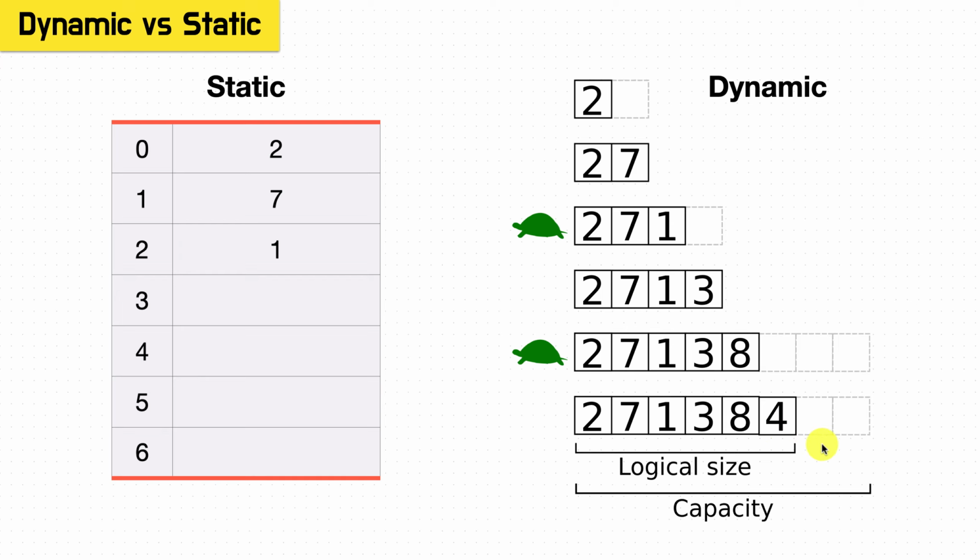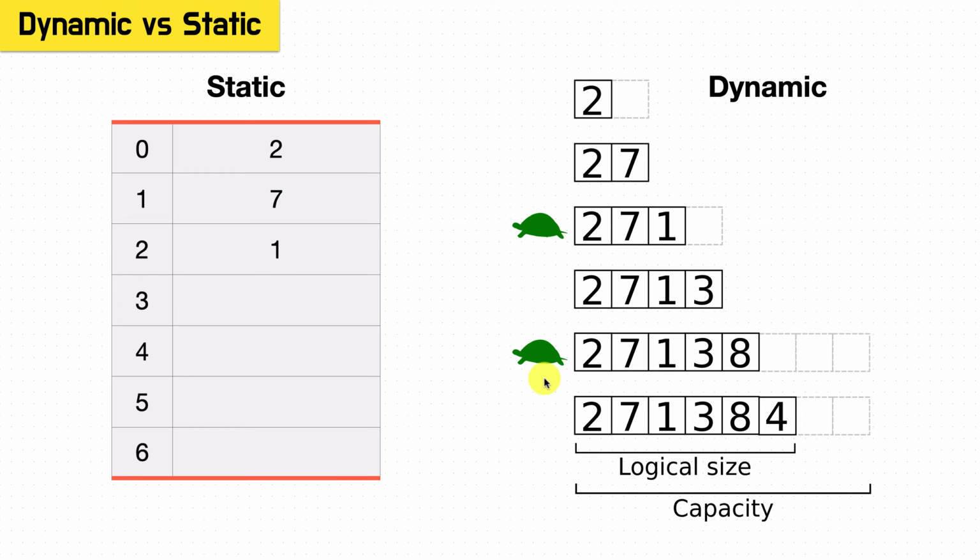So the logical size, or the length of the array, is the number of spaces actually used. However, there is a larger capacity that we continue to increase as we continue to fill it up. And you'll notice this turtle, which means we have a slow operation. So when we fill up the array, we have to find a new spot in memory that can fit the new array and copy all the elements over. So this takes O of n time.